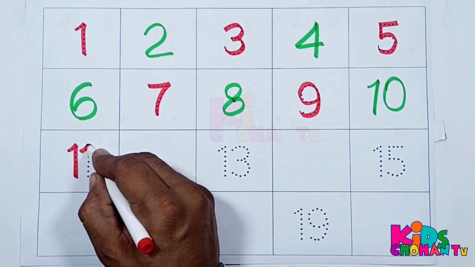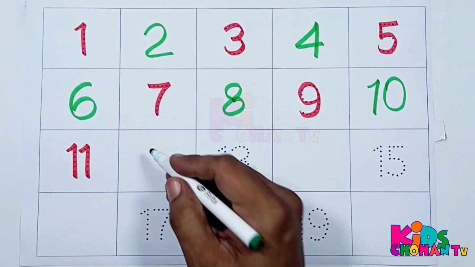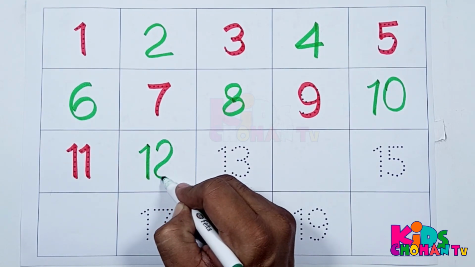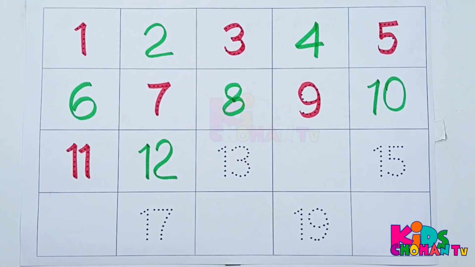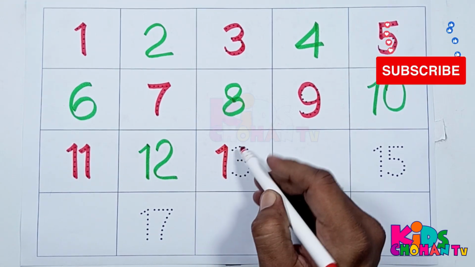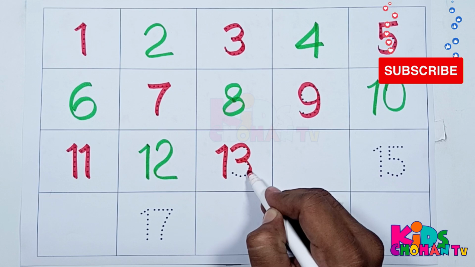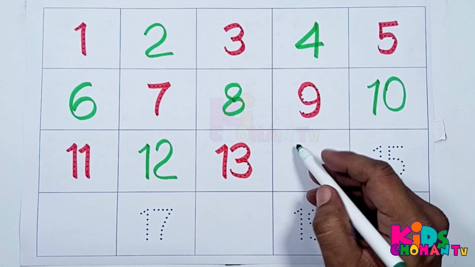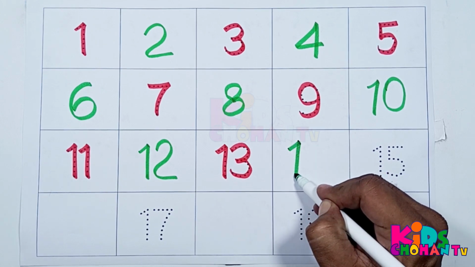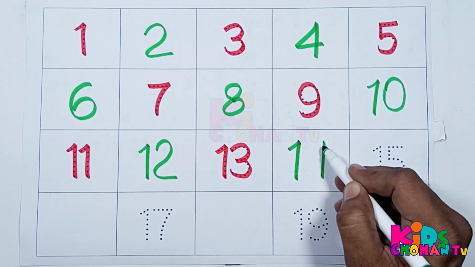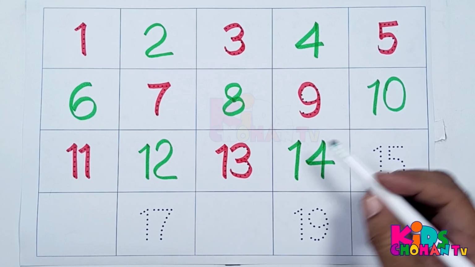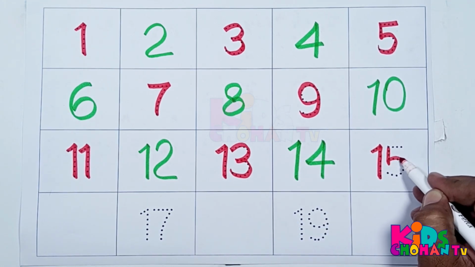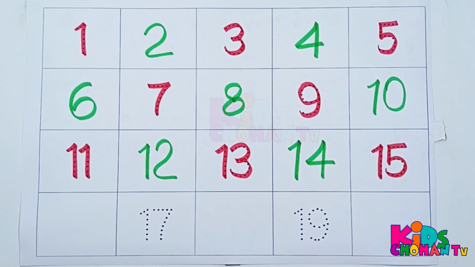1, 1, 11. Now we are tracing missing number 12. 1, 2, 12. Kids, this is number 13. 1, 3, 13. And we are tracing 1, 4, missing number 14. This is number 1 and 5, 15.